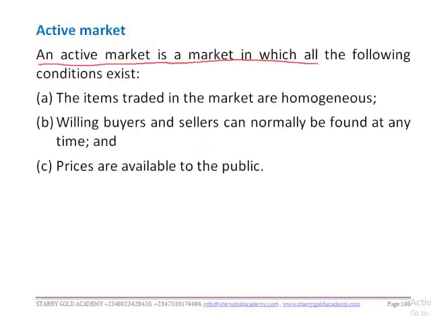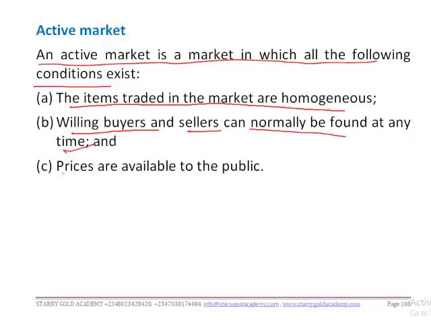An active market is a market in which all the following conditions exist. One, the items traded in the market are homogeneous. Two, there are willing buyers and sellers, and these can normally be found at any time. Prices are also available to the public, so no hiding prices, and buyers and sellers can easily be located at any point in time.